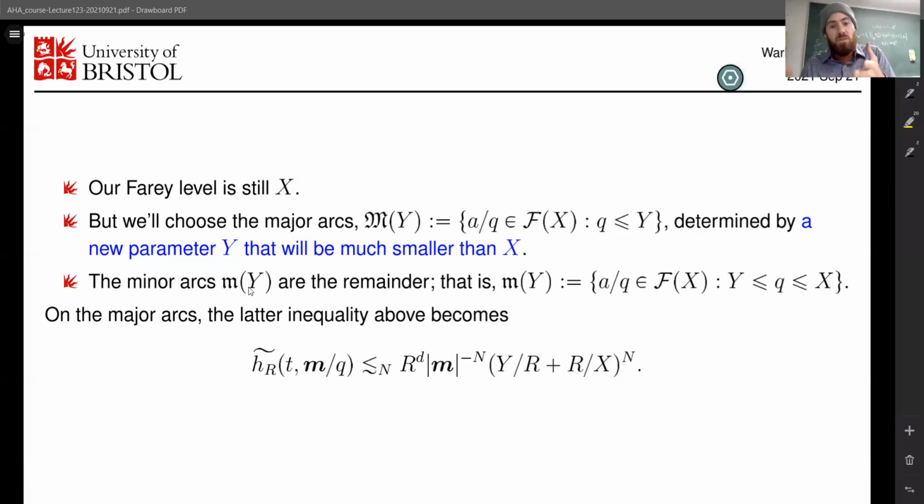Okay. But when we do this, on the major arcs, we actually now have a slightly different inequality. We get a y over r here, times an r, plus an r over x. So that when x is much bigger than r, we're getting some decay in the second summand. And when y is much smaller than r, we're getting some decay in the first summand. So that altogether, we get a bunch of decay by ratcheting up n as we tweak these parameters.